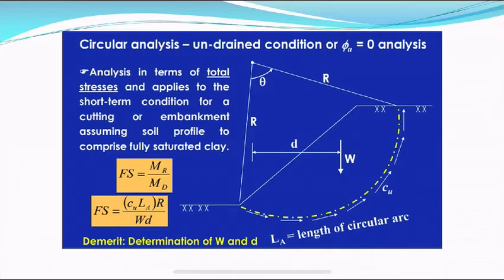So the factor of safety is equal to M suffix R divided by M suffix D, where M_R is nothing but Cu into La, where La is the length of the entire arc, into R. That is the resisting moment, divided by W into d, which is the driving or disturbing moment. One of the disadvantages of this method is that you must determine the weight W or area, and the determination of d is involved.